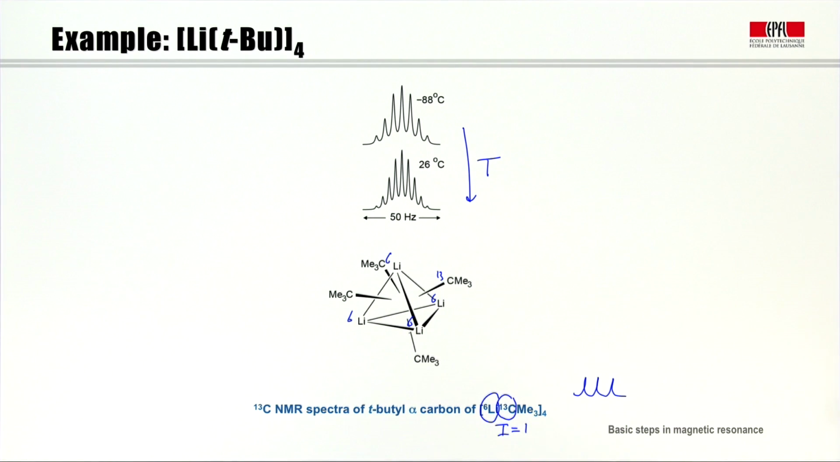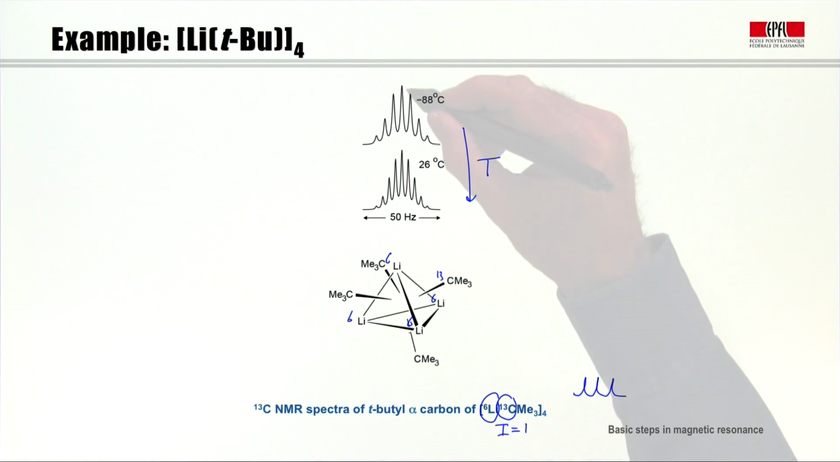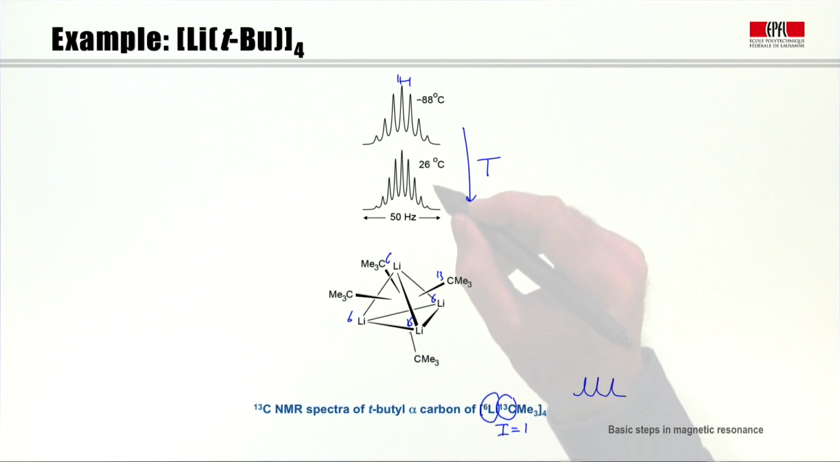We see two interesting things. First of all, the multiplet becomes more complex, and also the effective scalar coupling, that is the splitting here between this and this, is larger than it is here. It is actually reduced because of the averaging.